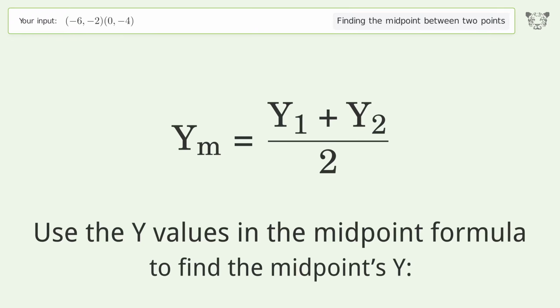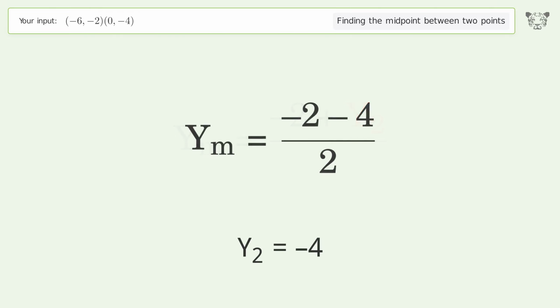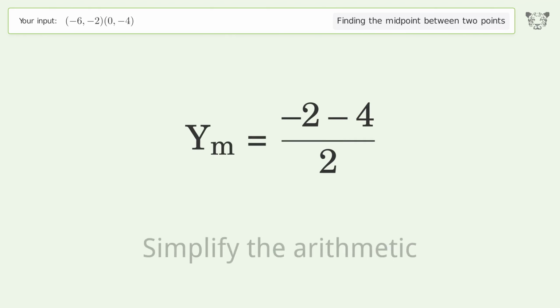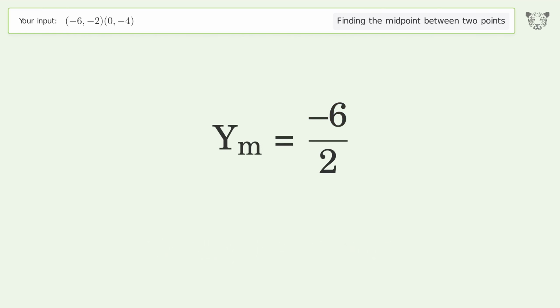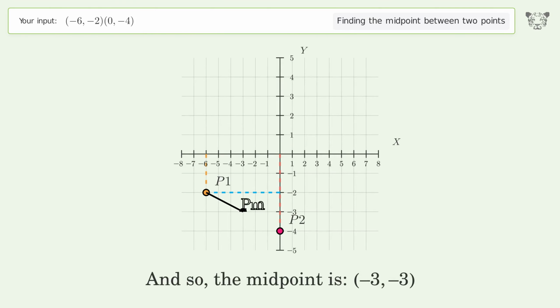Use the y values in the midpoint formula to find the midpoint's y. y1 equals -2. y2 equals -4. Simplify the arithmetic. And so, the midpoint is -3, -3.